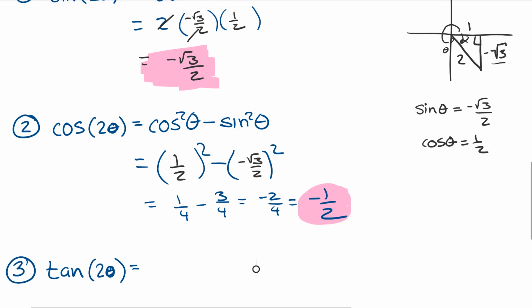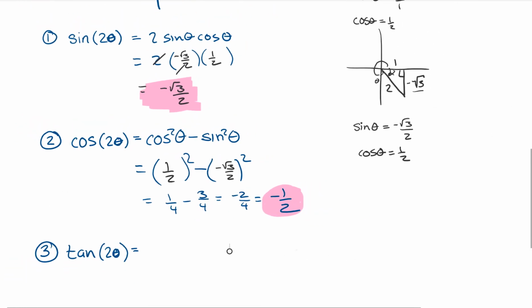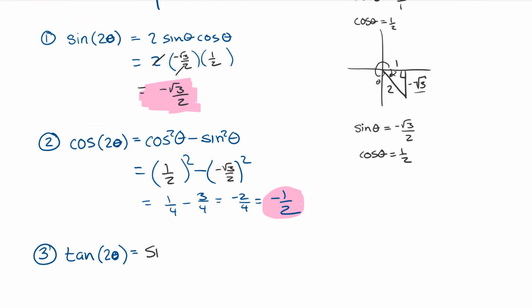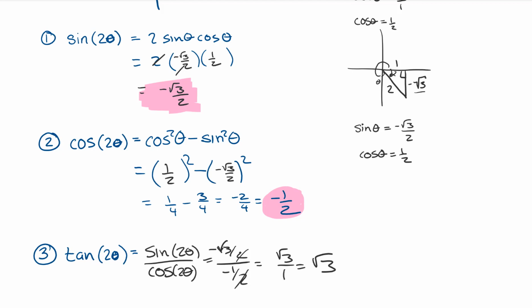And then tangent of 2 theta, well, we already know that answer. That's just sine of 2 theta over cosine of 2 theta. That's just negative root 3 over 2 over negative 1/2. So those 2's just go away. The negatives cancel out. So we just get positive root 3 over 1. So tangent of 2 theta is equal to root 3.